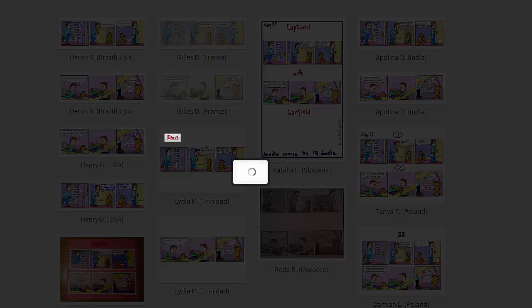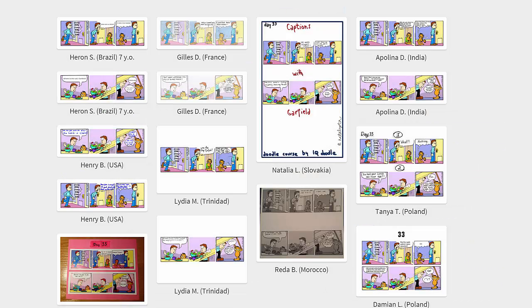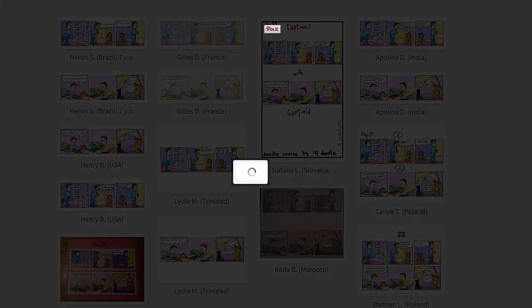And let's look at a few others. Lydia. Let's have a look at what Lydia came up with. Ding dong, ding dong, ding dong. Use the flap, Garfield. Have you seen that flap? You use the flap. That's funny. That's hysterical. Okay, let's have a look at what Natalia came up with.